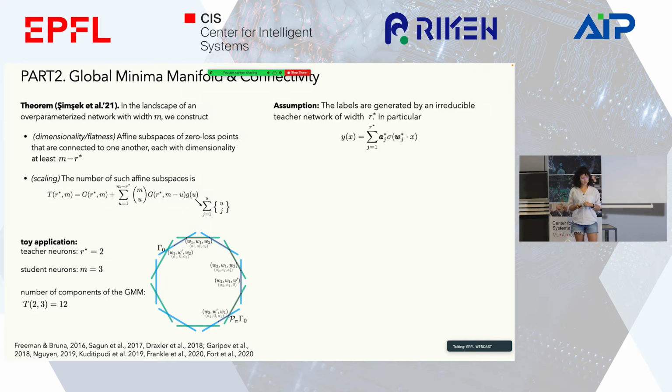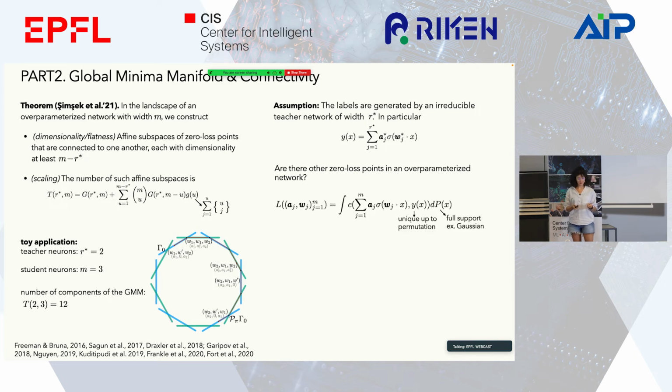The assumption came a little bit later, sorry about that. Now the question is, I showed you this construction of the zero loss points. It gave me an expansion manifold and a space of global minimum manifold. But did I consider all the zero loss points of the overparameterized network, or are there other zero loss points?